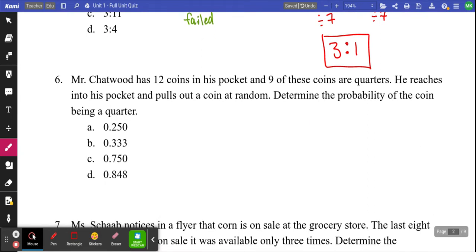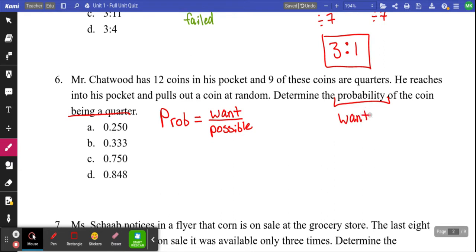Number 6. Mr. Chowwood has 12 coins in his pocket, and 9 of those coins are quarters. He reaches into his pocket and pulls out a coin at random. Determine the probability. Okay, probability is what you want divided by what is possible. Determine the probability that the coin is a quarter.